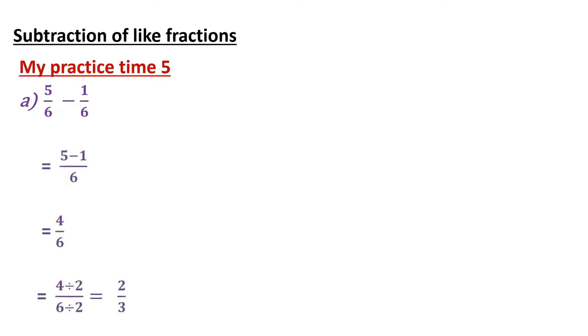So we will only write the numerators, 5 minus 1, and the denominator will be written as it is. So 5 minus 1 is 4 by 6. The denominator will come here, and you can see the 4 by 6 can be reduced more to the simplest form. So when we divide both by 2, we get 2 by 3 as the answer.